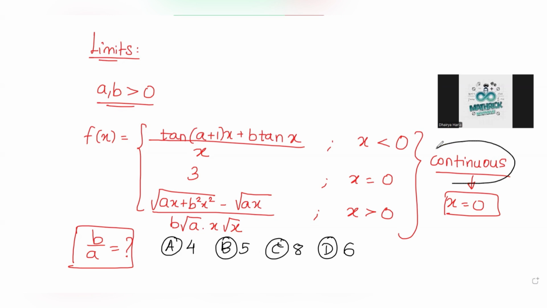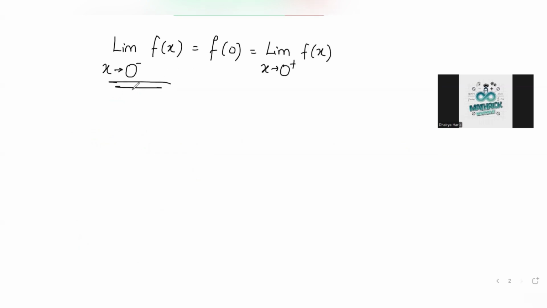We have been given that the function is continuous at x equals 0. Whenever the function is continuous at a value of x, the limit as x tends to 0 minus of f of x is equal to the function's value at x equals 0, which is also equal to the limit as x tends to 0 plus of f of x. Limit as x tends to 0 minus means the values of x less than 0, and that limit equals the limit where x is greater than 0, which also equals the function's value at x equals 0.